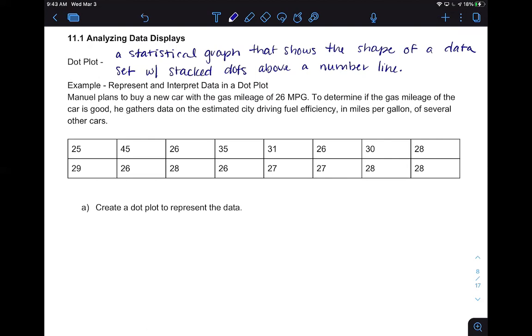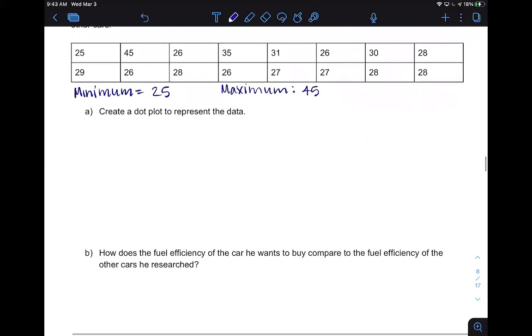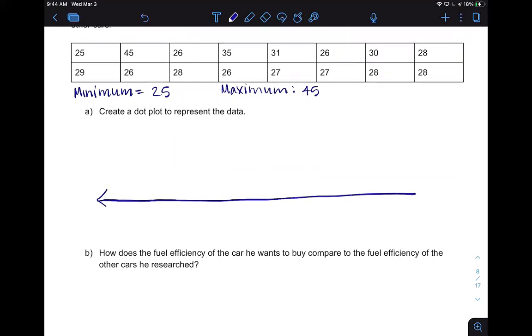What we want to start off with is figuring out the minimum. What's the smallest number? 25. And what about our maximum? What's our largest number? 45. So we're going to make a number line, and we're going to go from 25 to 45.